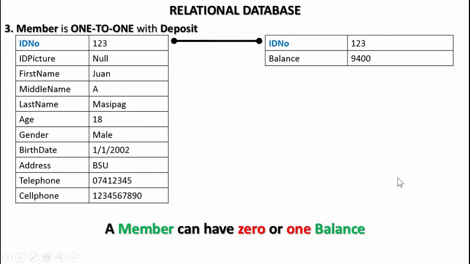Next, the table relation member is one-to-one with deposit signifies a member can have 0 or 1 balance. For example, Juan Masipag has 2 loans that total to 15,000. Every time he deposits a monthly payment, his balance will be deducted by the amount deposited.